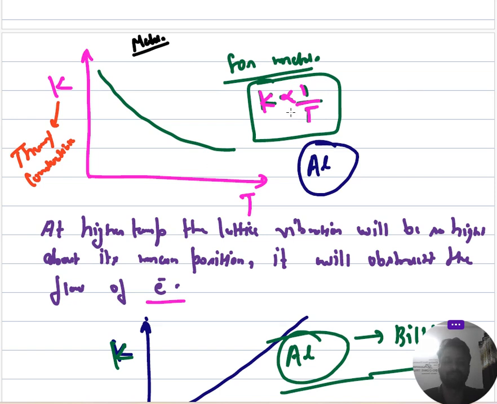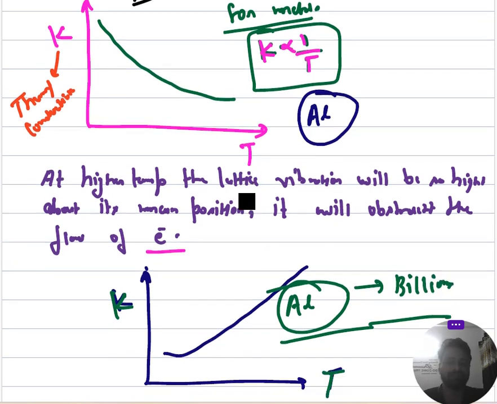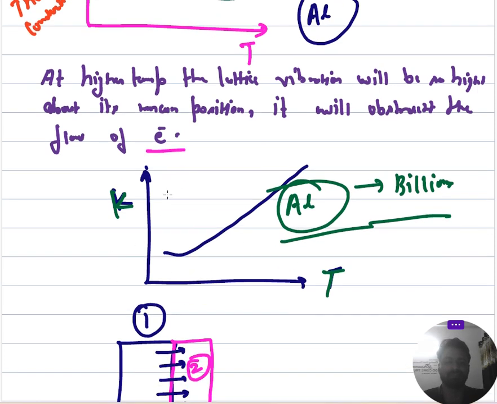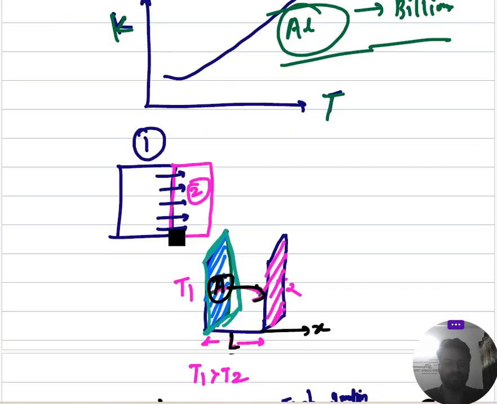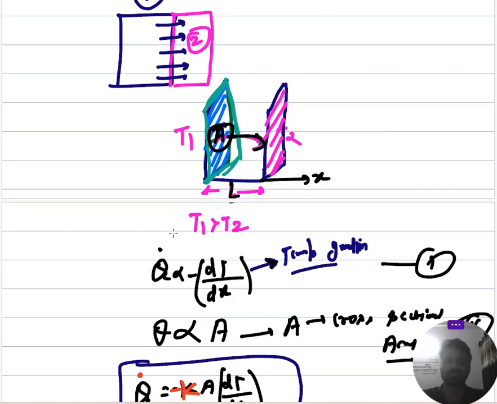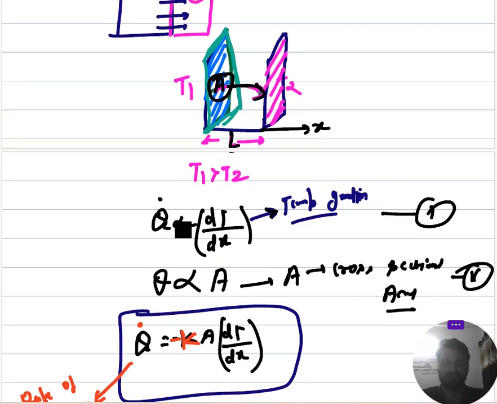Right. So here you can see that if you increase the temperature, the thermal conductivity of the object decreases. This is the general case. And why this is happening, I'll tell you. But the one exception is aluminum. You can see that the thermal conductivity of aluminum increases with respect to temperature if you are increasing the temperature. So aluminum is the exception here.